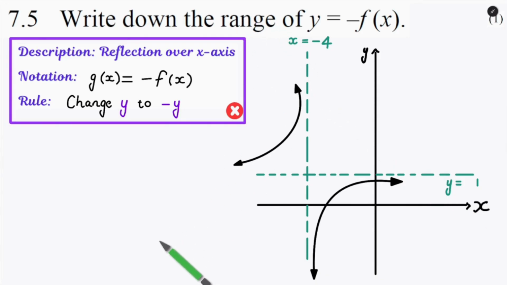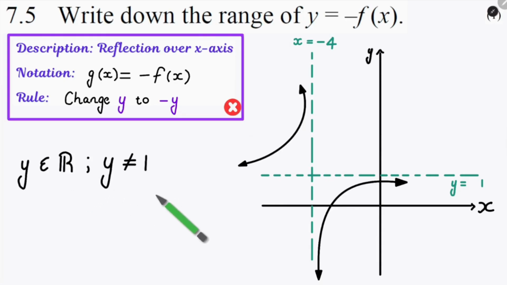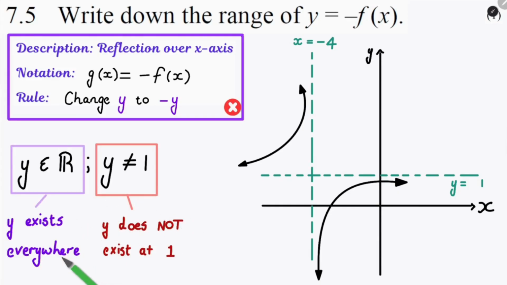So let's start structuring our answer now. So range tells me where the graph exists, and it deals with y values. So we're looking at our y values. So this graph exists at all y values except this y value here of 1. So how we state that in maths is we say y is an element of real numbers. That's saying y exists everywhere. We put a semicolon next to that. And then we state that y cannot equal -1. And in summary, what that says is y exists everywhere, but y doesn't exist at -1.